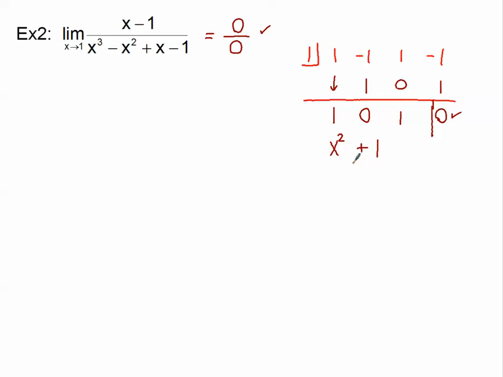So that's fine. I'll show you another way. So I know now that the limit as x approaches 1, the numerator is x minus 1, the denominator is x minus 1 times x squared plus 1. So I was able to factor that.